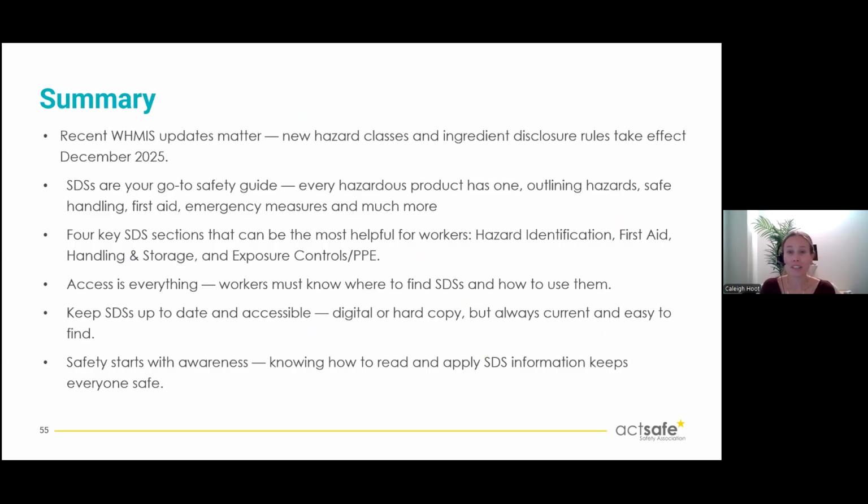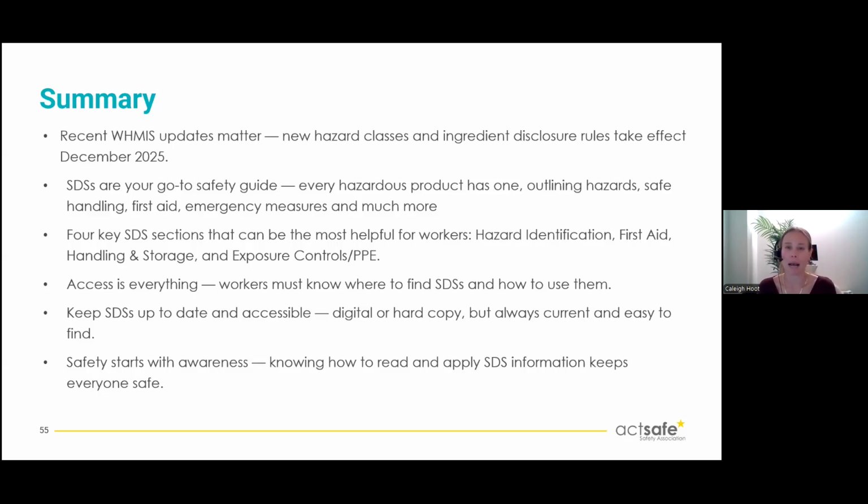Okay, so that kind of brings us to our end. We're going to go over a quick summary here of kind of what we learned. So we talked about some updates with WHMIS and why they matter. So we have some hazard classes and ingredient disclosures that take effect December 14th, 2025. So that's coming up quick here. We talked about our SDSs, that it's your go-to guide. So every hazardous product has one. It outlines the hazards, safe handling, first aid procedures, and any emergency measures.